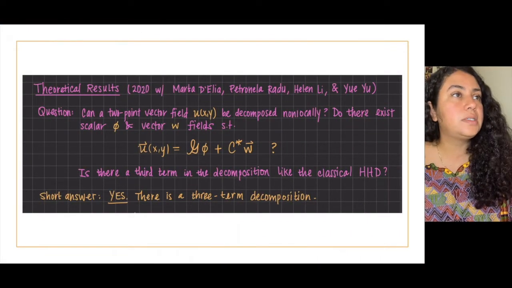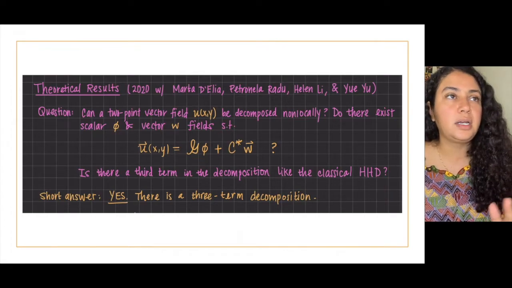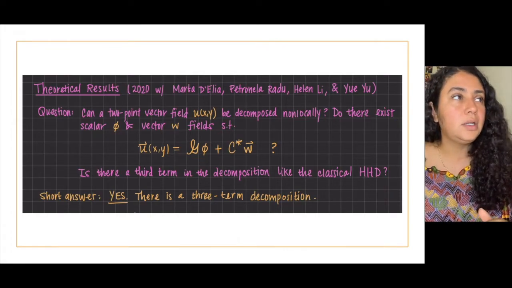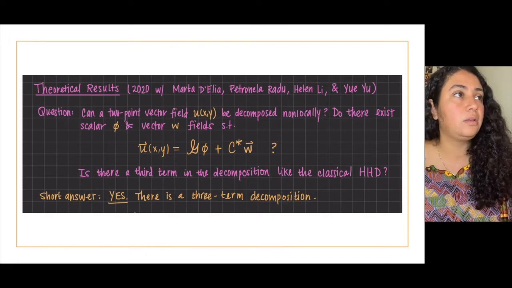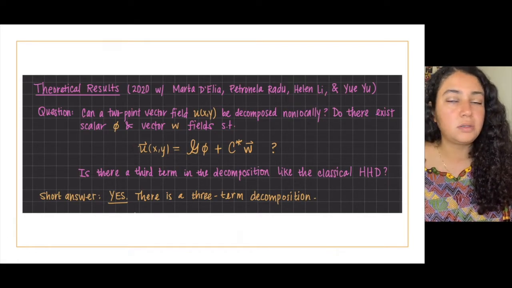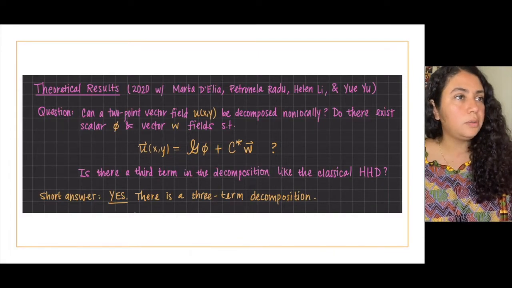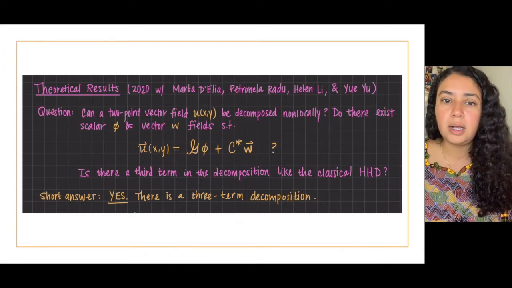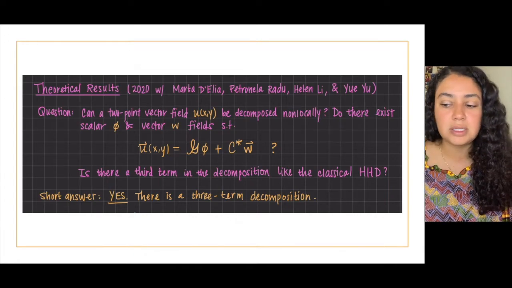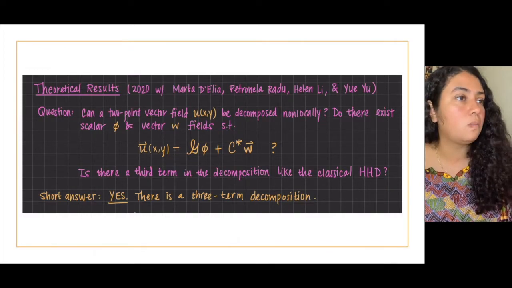And we started with a question. If I take a two-point vector field, can it be decomposed nonlocally? Do there exist a scalar phi and vector field W so that I can have the decomposition to grad phi plus nonlocal curl W? Will there be a third term? What does that look like? Especially since now the Laplacian seems to be defined in a one-point way.